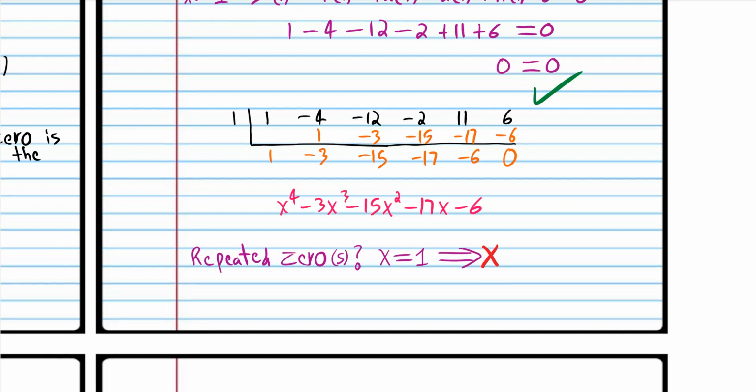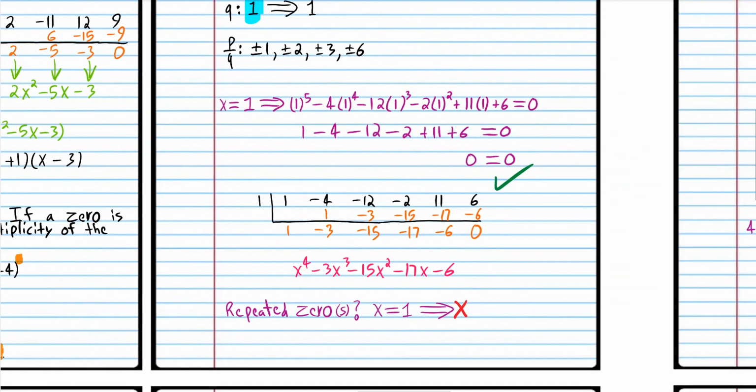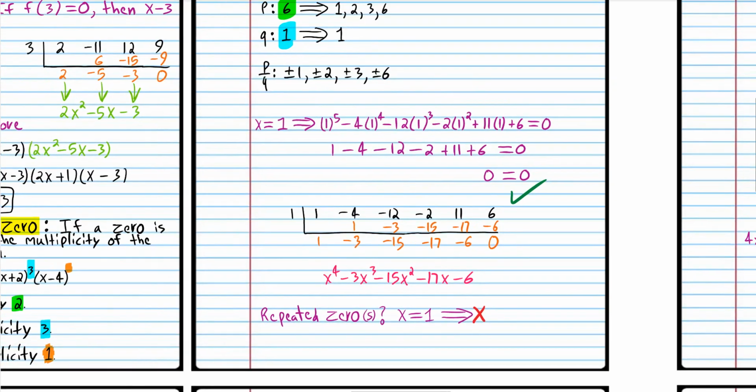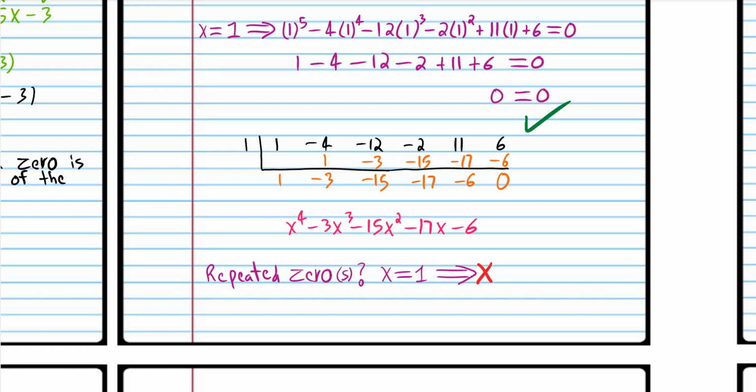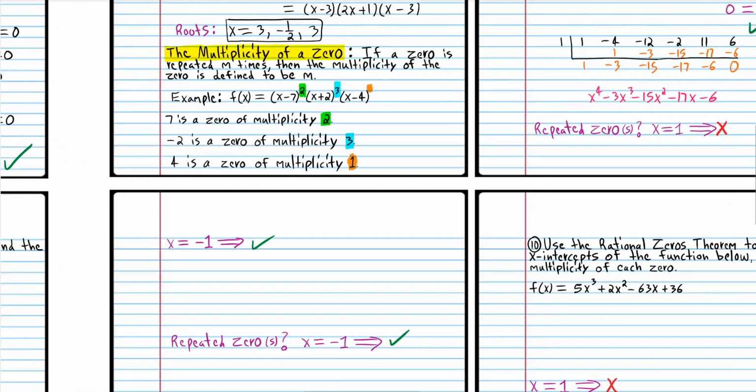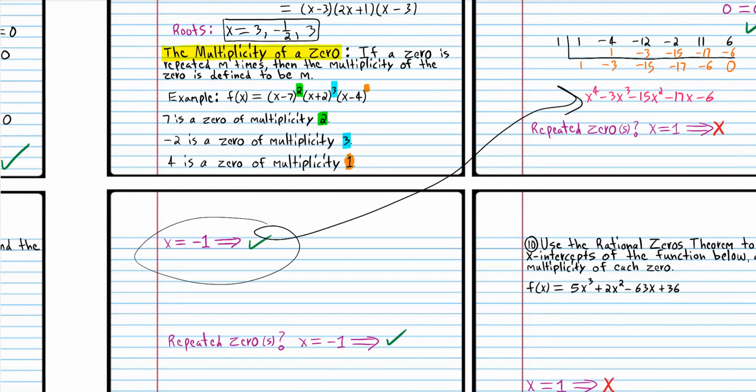So now we're going to try to find repeated zeros. So remember, if 1 is a 0, then it's possible that 1 could be a repeated 0. So we're going to plug in 1 again into the depressed polynomial, and we're going to see that that is not a 0. It doesn't work. But if we plug in -1 into this depressed polynomial, we see that it does work.